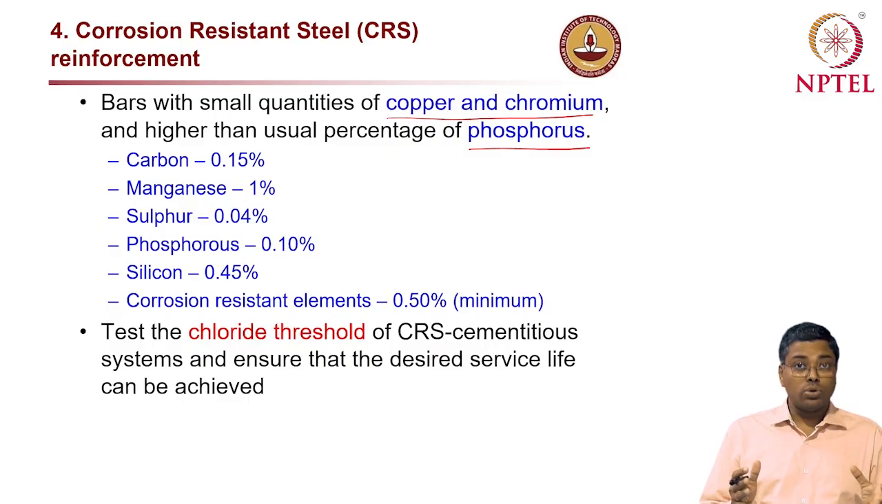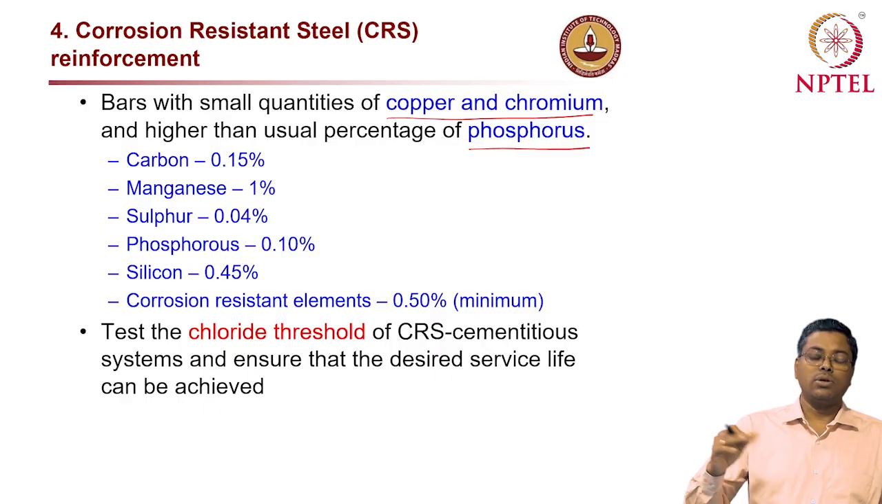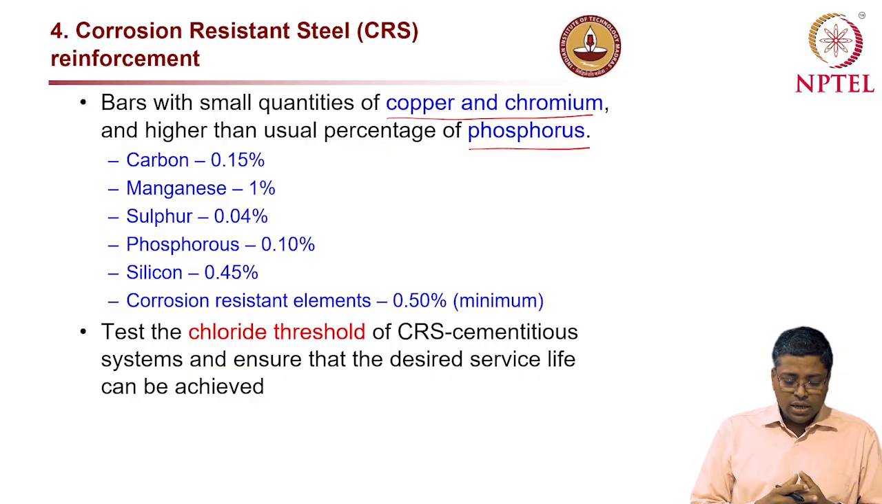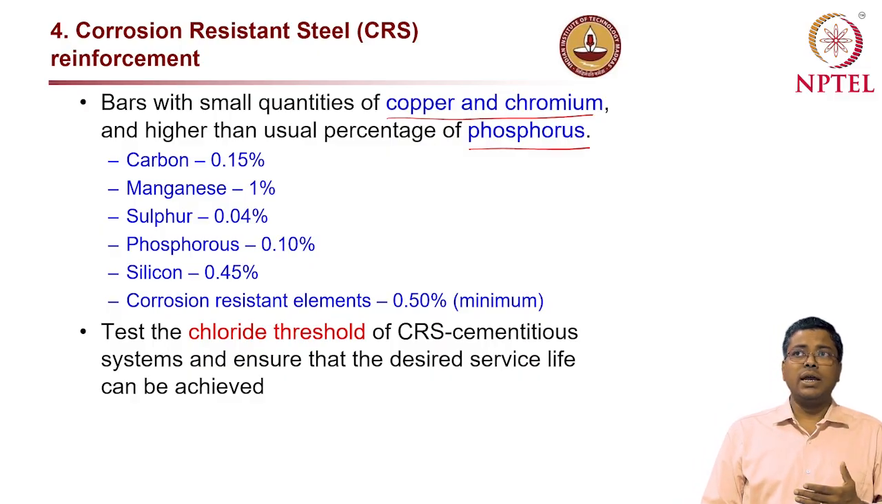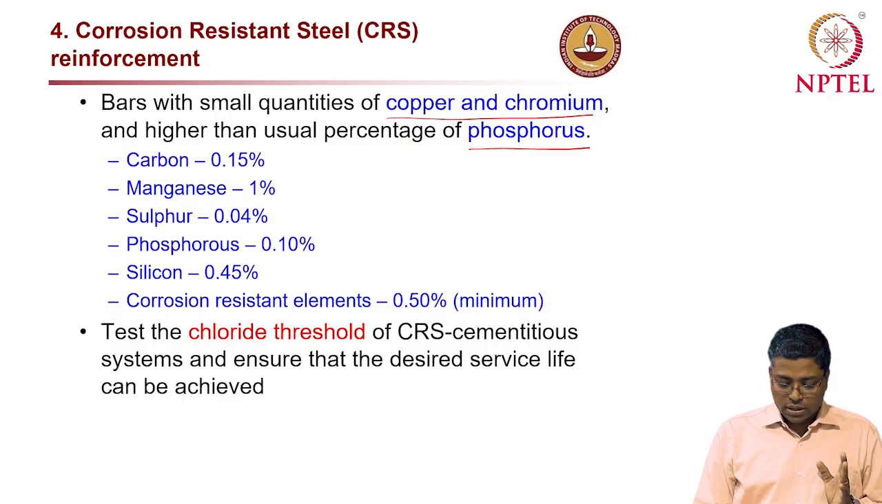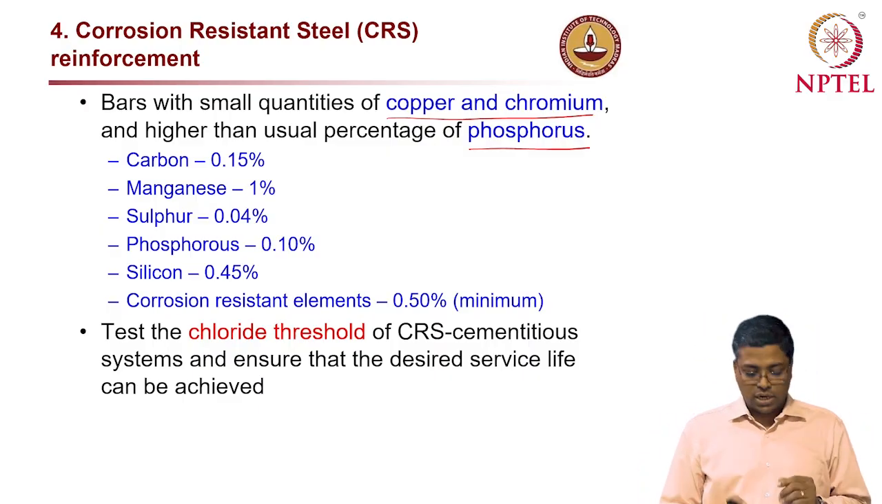I am not saying not to test the corrosion rate, but the decision should be mainly based on the chloride threshold and its impact on the service life, which is not usually done. People generally test only the corrosion rate and make decisions. So we must test chloride threshold. That's the key thing, which is the amount of chloride required to initiate the corrosion.